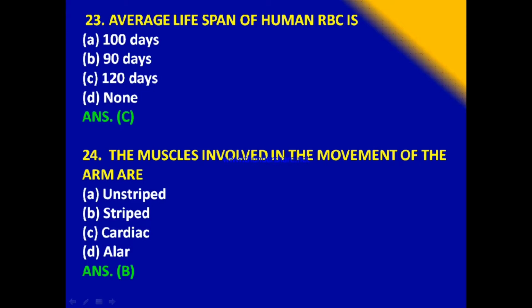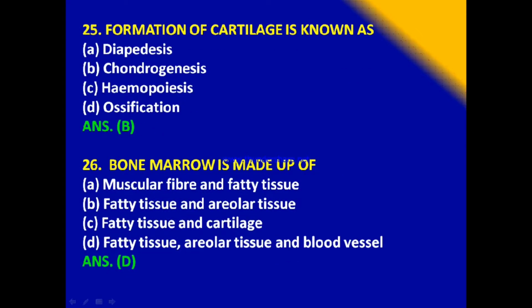The muscles involved in the movement of the arm are unstriped, striped, cardiac or alar muscles. So the muscles involved in the movement of arm are striped muscles. Formation of cartilage is known as diapedesis, chondrogenesis, hemopoiesis or ossification. So the formation of cartilage is known as chondrogenesis.